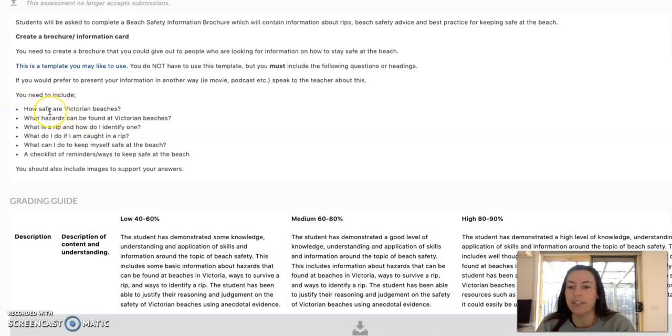So they have to include all of these things, how safe they are, what the hazards are, how it's a rip, what do I do if I'm caught in a rip, this kind of thing. And you can tell even from the type of language I'm using here, my task words, my literacy, I'm not being as explicit, or I haven't gone into as much depth or detail as I normally would, because this is one of the first assessments that they do. So eventually I would probably change these to say, describe how safe Victorian beaches are, or explain the safety ratings at Victorian beaches, so increasing their literacy.